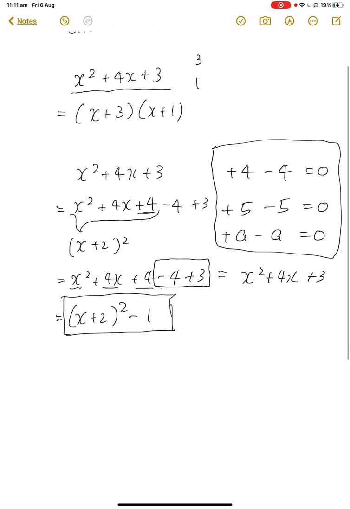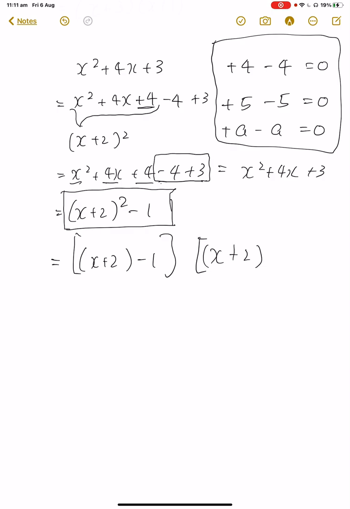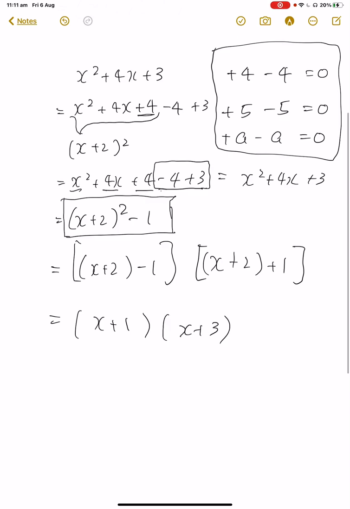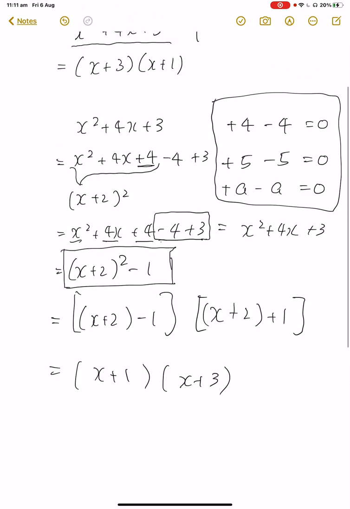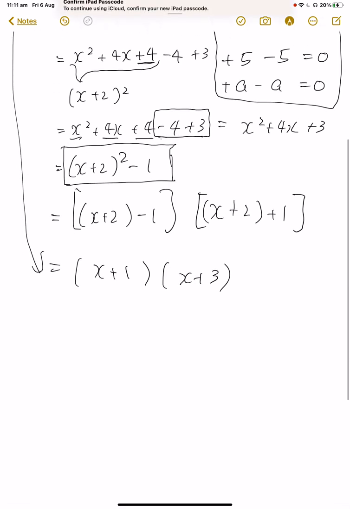Obviously this can still be factorized. x plus 2 minus 1, and then x plus 2 plus 1. Boom. And then this can become x plus 1, x plus 3. See, it's the same thing. So here we go, they're the same thing. Let's just try another example.